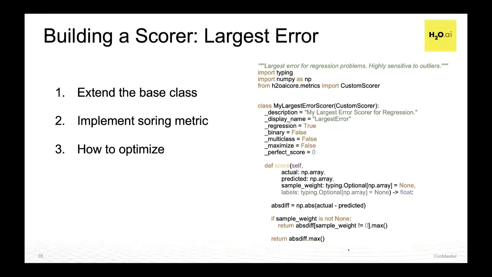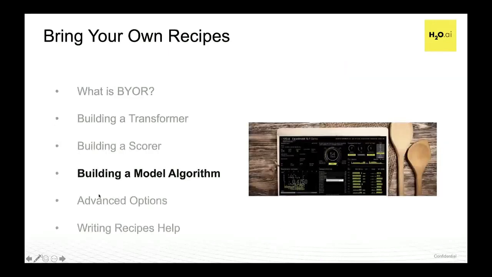All right, that's our quick overview of scores. So we're now going to jump into how to build a model algorithm. Models are a little bit more complicated than our transformers and scores, so we're going to do a high level on models today. And then we'll talk about how you can learn more and how you can really get going with them.